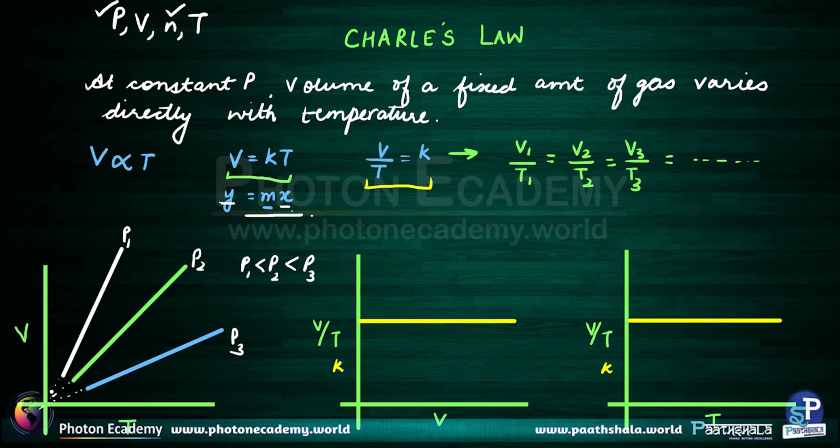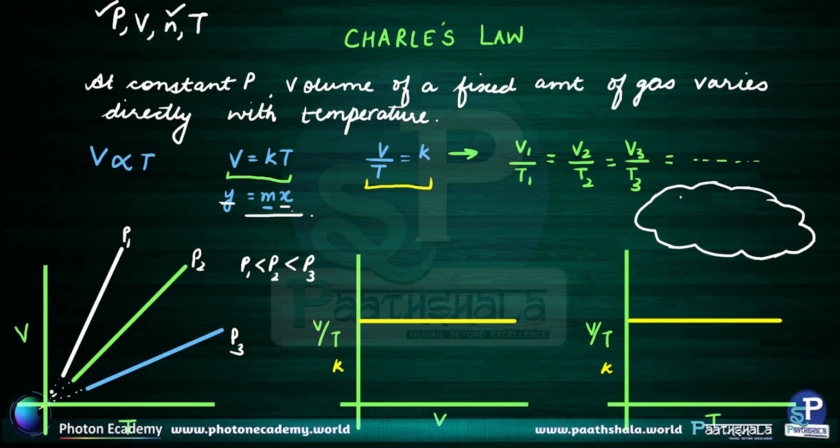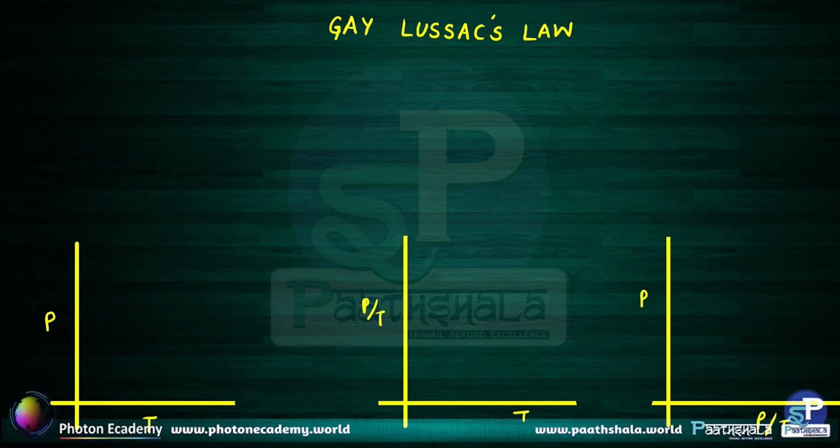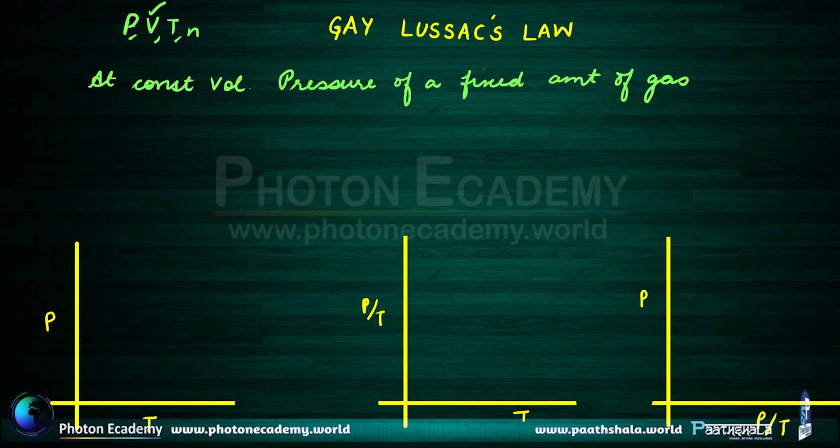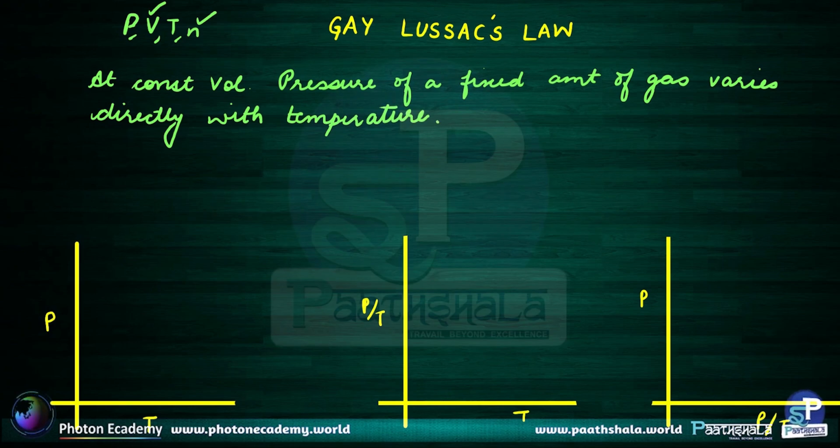So the basic thing which we need to remember for Charles' law will be that V by T is a constant. The next law which we have is Gay-Lussac's law. Now Gay-Lussac's law states that at a constant volume, out of our parameters, we have fixed the volume, the pressure of a fixed amount of gas, that is, the number of moles has also been fixed, varies directly with temperature. All these laws were generated by scientists after extensive experiments.